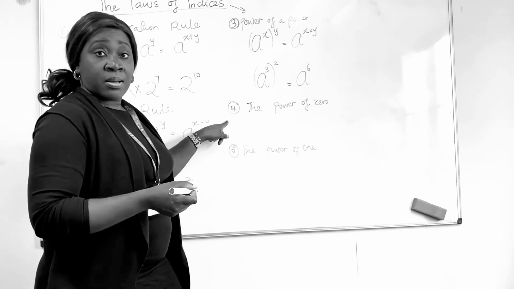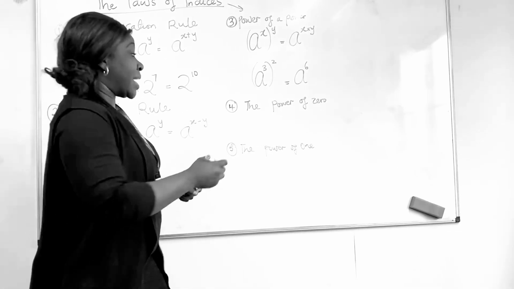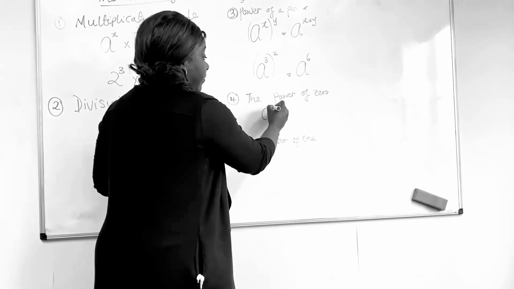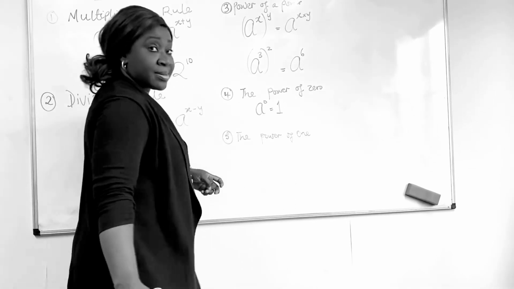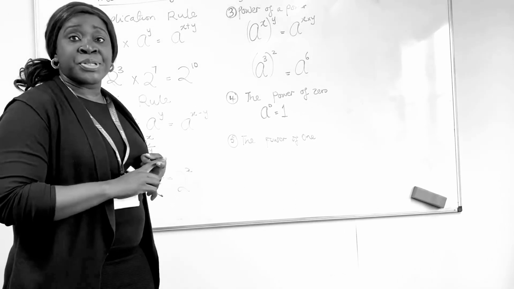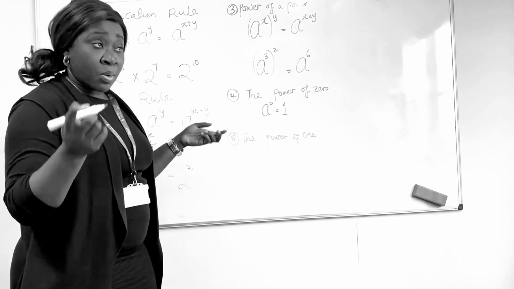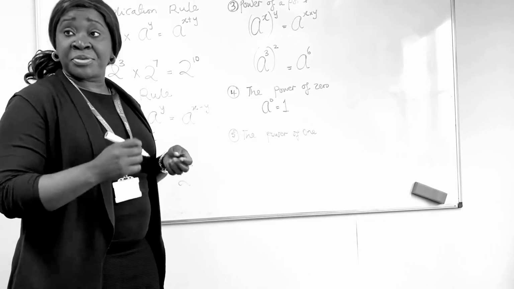The fourth rule is the power of 0. Any number raised to the power of 0 is always equal to 1. 5 to the power of 0 is 1. 10 to the power of 0 is 1. 100 to the power of 0 is 1.